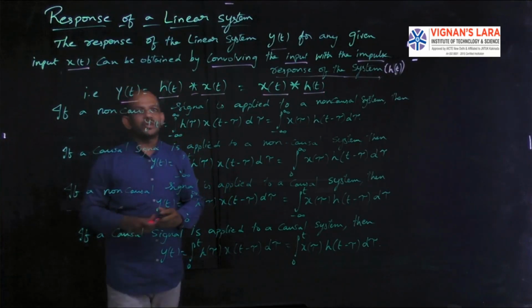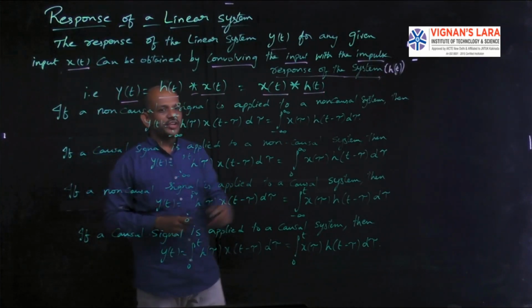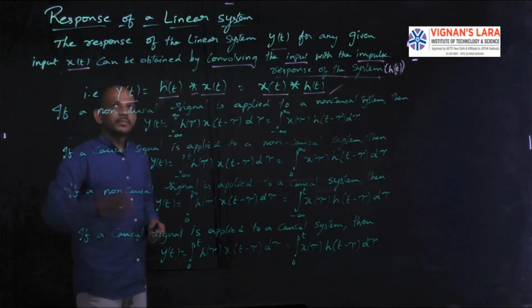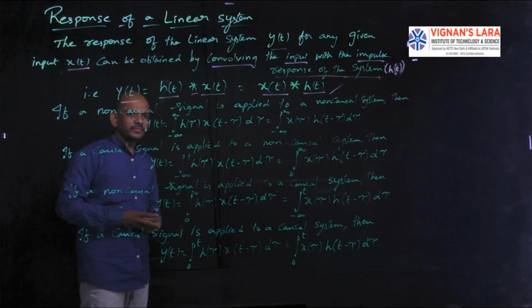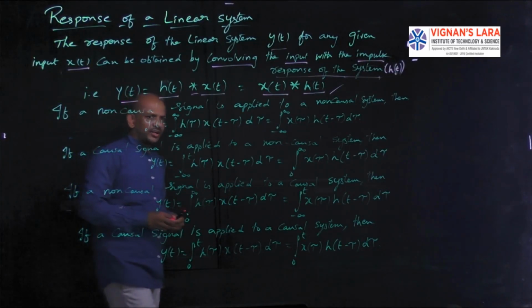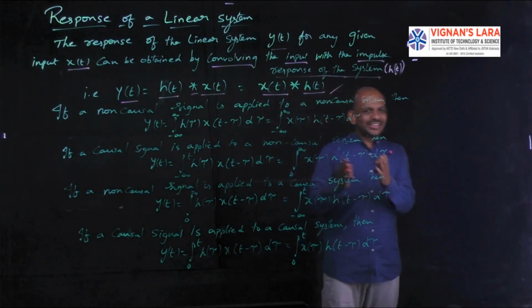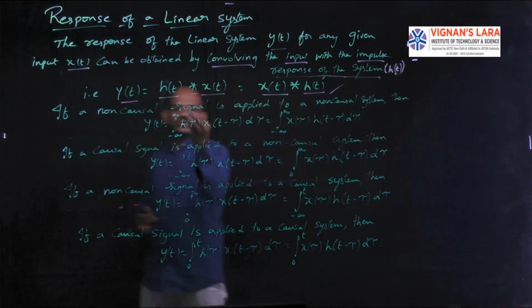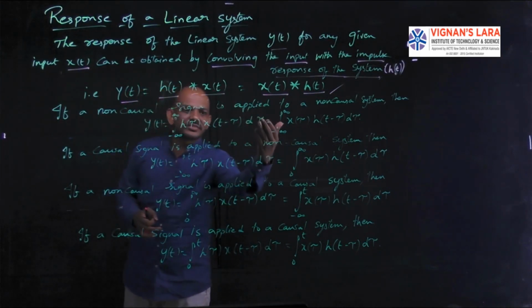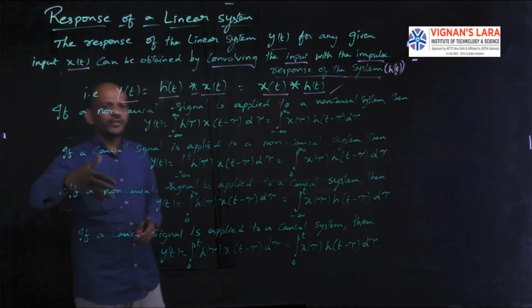So y of t equal to h of t star x of t, or x of t star h of t. In this response of a linear system, we have 4 cases. In the 4 cases, the complete concept is around causal signal and causal system. So depending on the concept of causal signal and causal system, we have four ways of representing this response of a linear system.